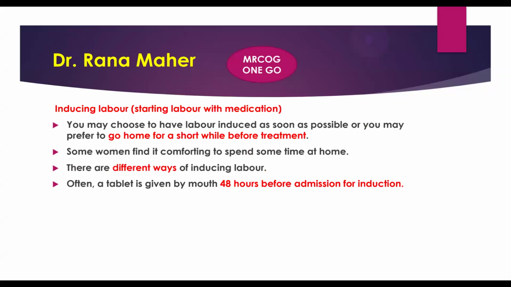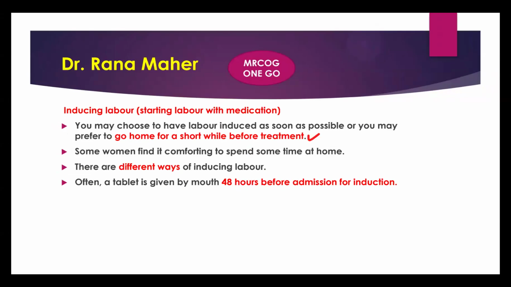The second option in the vaginal birth: at the start, the two options were vaginal birth and cesarean section. Then coming to the vaginal birth, natural birth or induction. Coming to the induction, what is the meaning of that? It's the starting of the labor by giving you some medications. Some of the patients will choose to go home for a short while before starting the treatment. No problem for that.